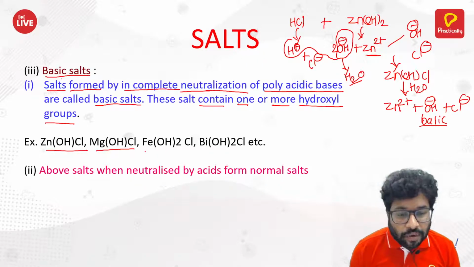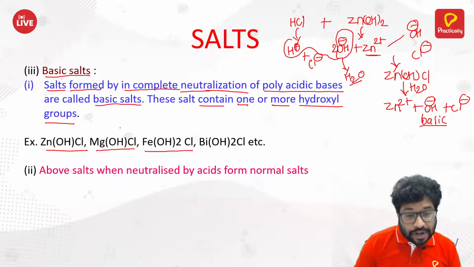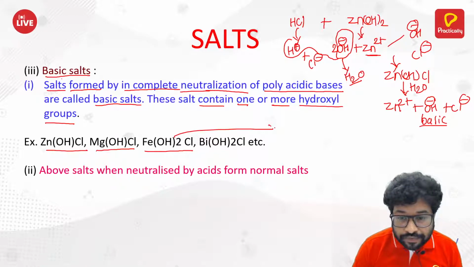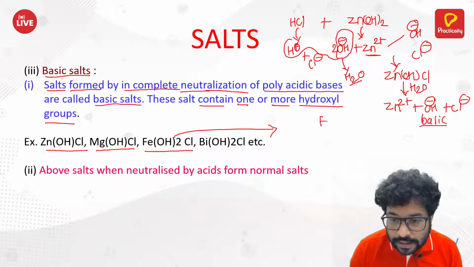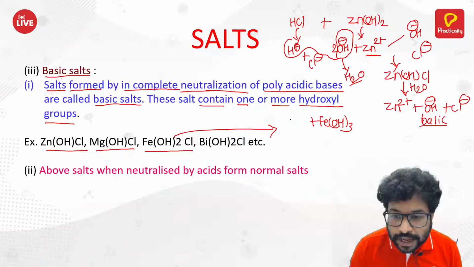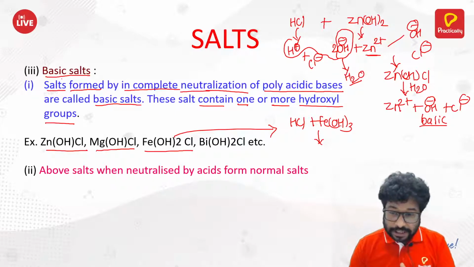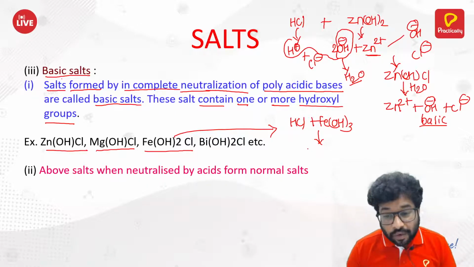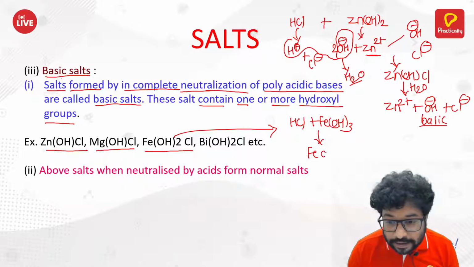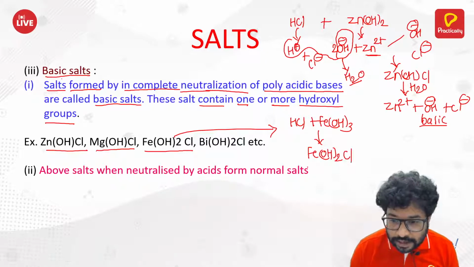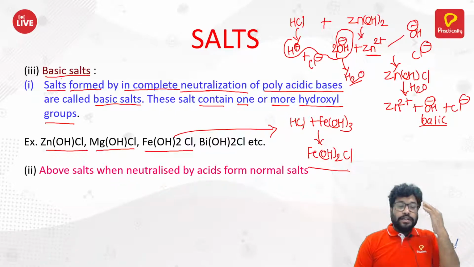Now there are many examples like this: ZnOHCl, MgOHCl, FeOH2Cl. Now how must FeOH2Cl have been formed? It must have been formed like this: FeOH3 must be reacting with HCl. Now here, out of this FeOH3, one OH must have reacted with this H plus ion to give you water, and the other OH are still attached with Fe only, FeOH2 and Cl. That is how you form this kind of salt.